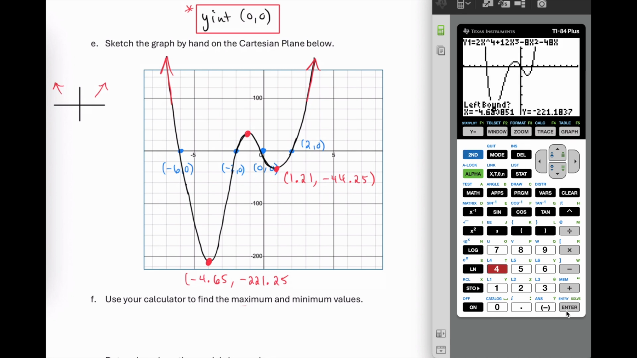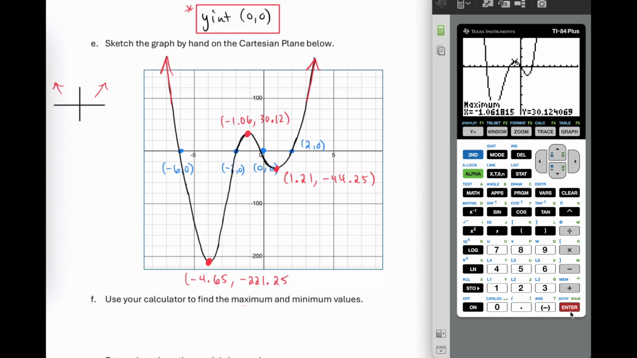Now we'll go second calculate one more time to get this time the maximum. So we select number 4. We move our cursor to the left of the maximum that we're looking for, hit enter. Move our cursor to the right of the maximum that we're looking for, hit enter again. And then bring our cursor back to kind of a guess. And this maximum occurs at -1.06 and 30.12.